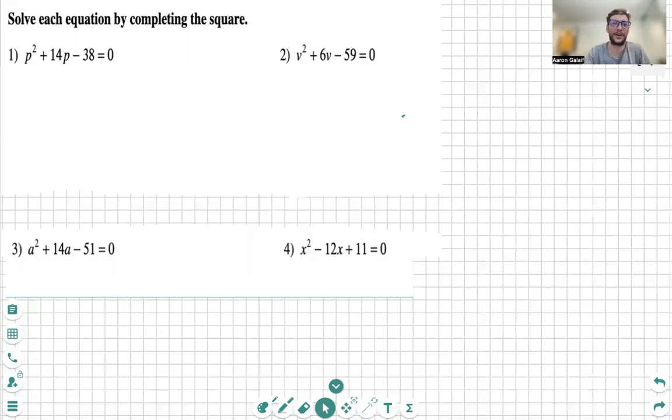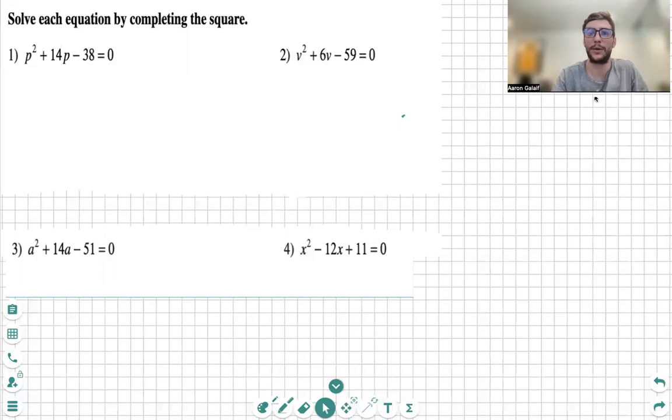Hello. Today we're going to go over solving by completing the square. And as we know, this can be one of the more confusing and annoying ways to solve quadratic equations. Right now, we're going to go over a fast and easy method that will help us get through solving these and not be too confusing, as well as make it as fast as possible.